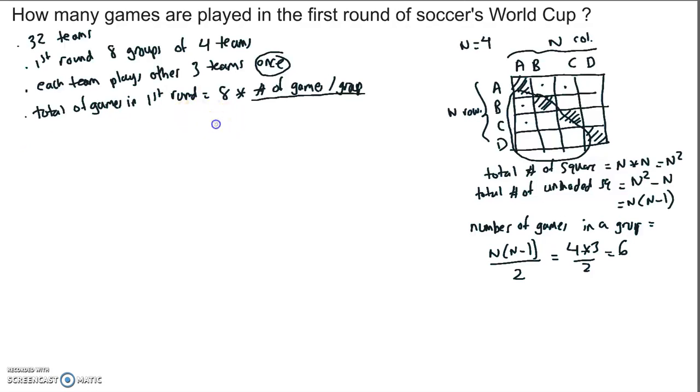So the answer to our question, what's the total number of games in the first round? Well, that equals 8 times the number of games per group, which is 6. So the answer is 48.